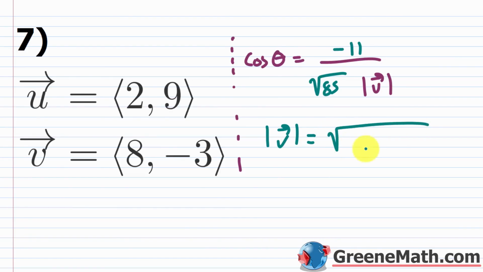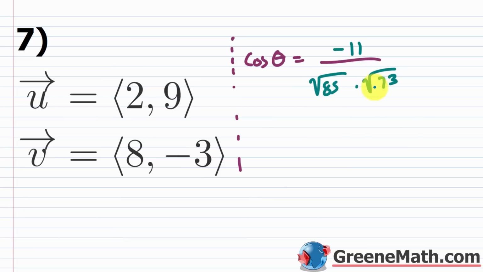It's the square root of 8 squared, which is 64, plus -3 squared, which is 9, and 64 plus 9 is going to be 73. So this would be times the square root of 73. Now, again, you could punch this in your calculator like this, or you can multiply 85 times 73, and you would get 6,205. So this would be the square root of 6,205.